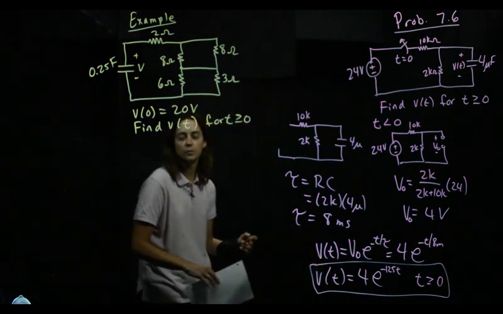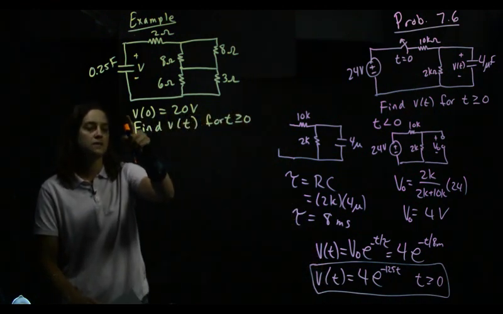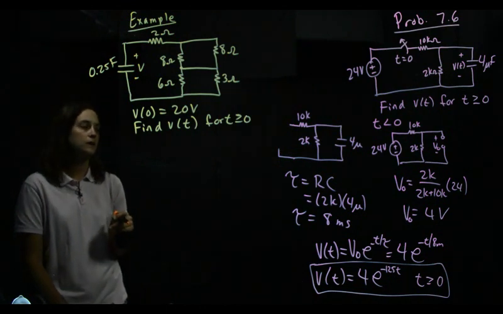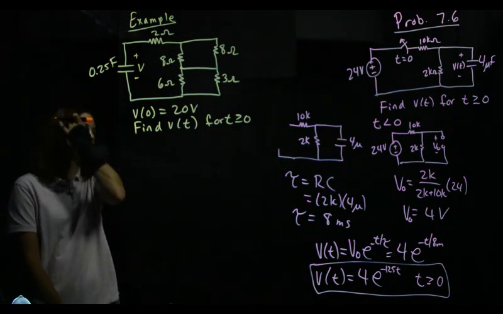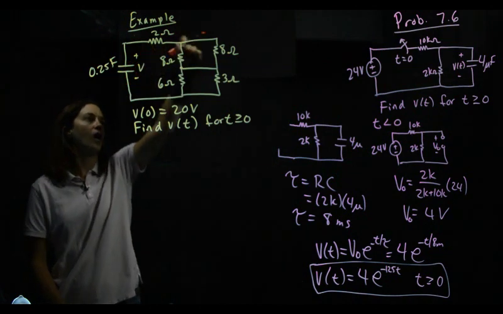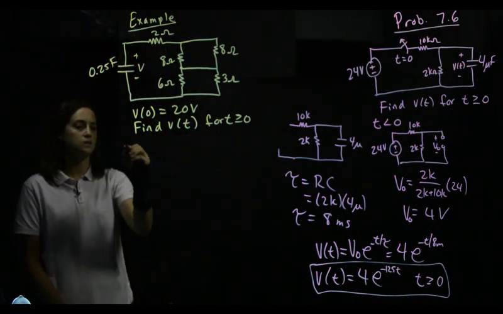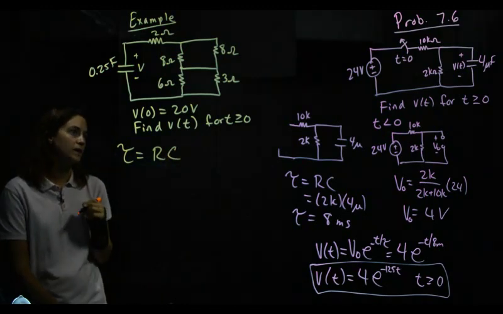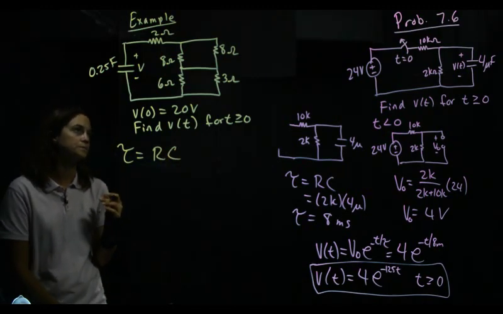So let's take a look at this problem. In this one, they've given us the initial voltage, so we don't have to calculate that. We just have to calculate our tau. In fact, they've only given us kind of a half circuit. So all of these resistors are connected to that capacitor. So we need to find equivalent resistance and include them all.